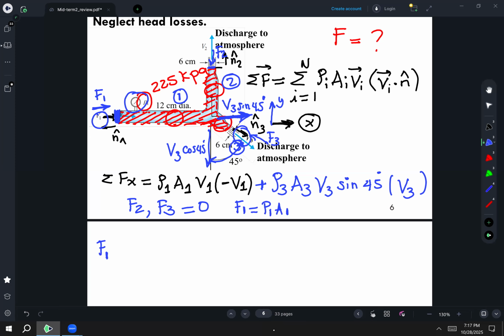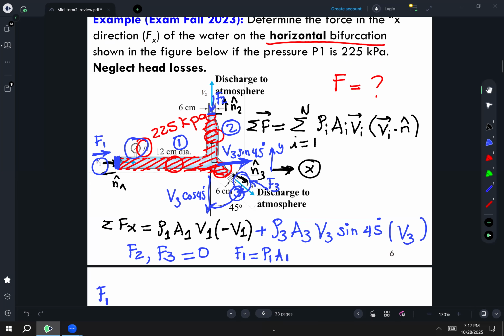Then we have to ask ourselves what the reaction of the pipe is towards the control volume. So the control volume is the water, right? So the pipe that is enclosing the control volume is doing something to my control volume. So we can say, let's assume that the control volume is trying to move to the right, and therefore the pipe is trying to react to the pushing of the water. So the reaction would be to the left, right?